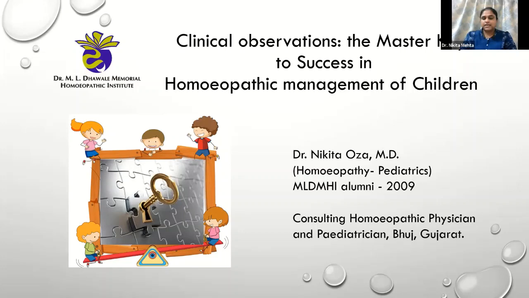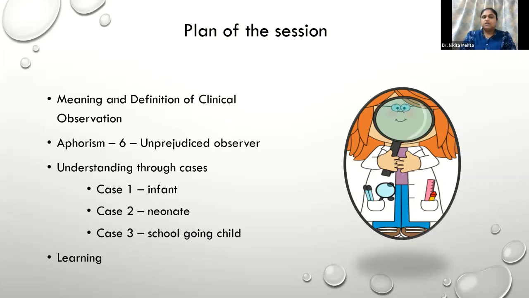Today, we'll see the meaning and definition of clinical observation. We'll see aphorism 6. What does it tell about the unprejudiced observer? We will understand it through various cases. There are 3 cases. One is of an infant, second is of a neonate, and the third one is of a school-going child. And at the end, we will summarize our learning.